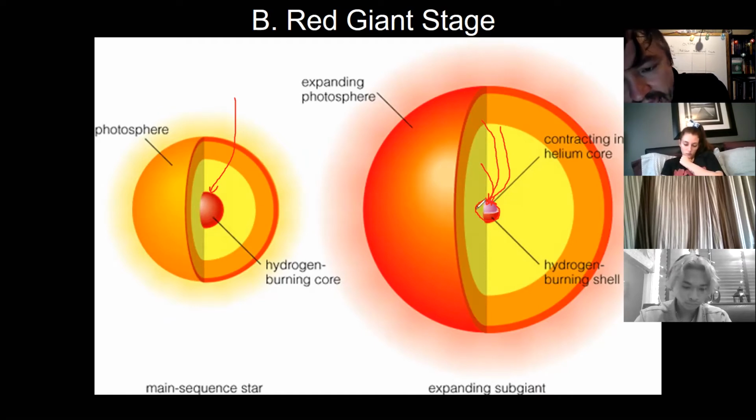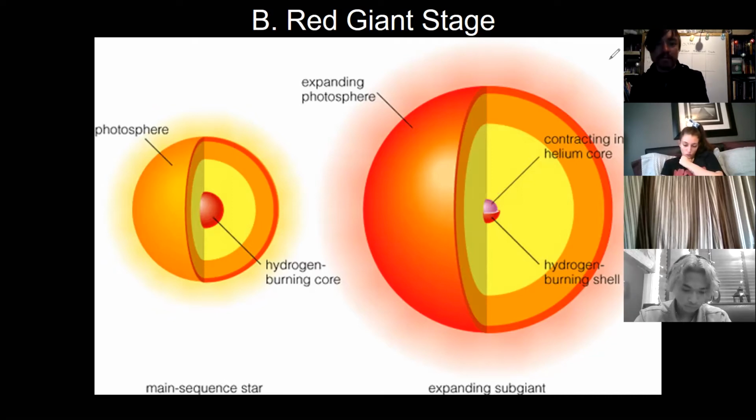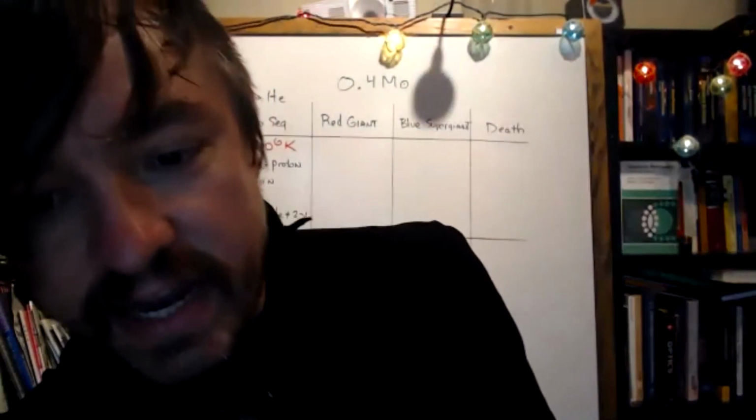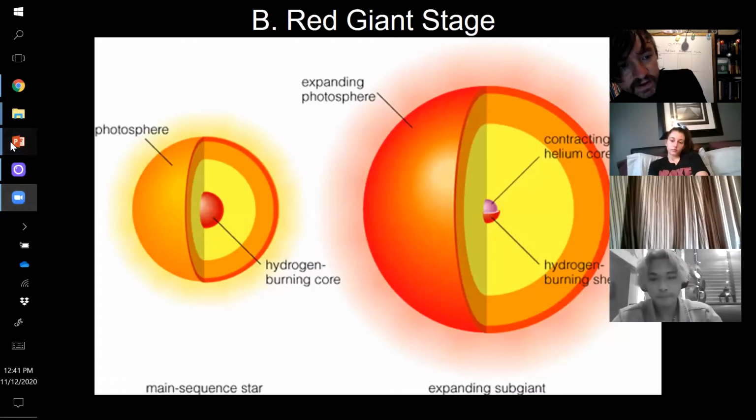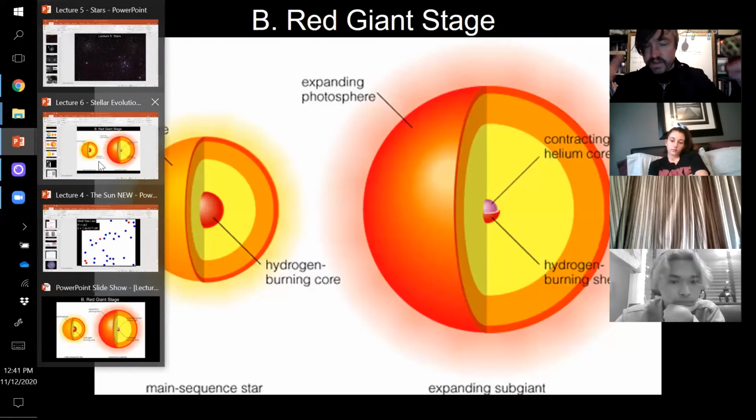Now, what would you think would happen if you could suddenly turn off fusion in the core of a star? What would you expect the star to do? Let's think about hydrostatic equilibrium. Hydrostatic equilibrium is a balance between two forces. Do you remember what those forces are? How does hydrostatic equilibrium in a star work? Hydrostatic equilibrium is what keeps the star's radius intact, or what keeps the star in shape.